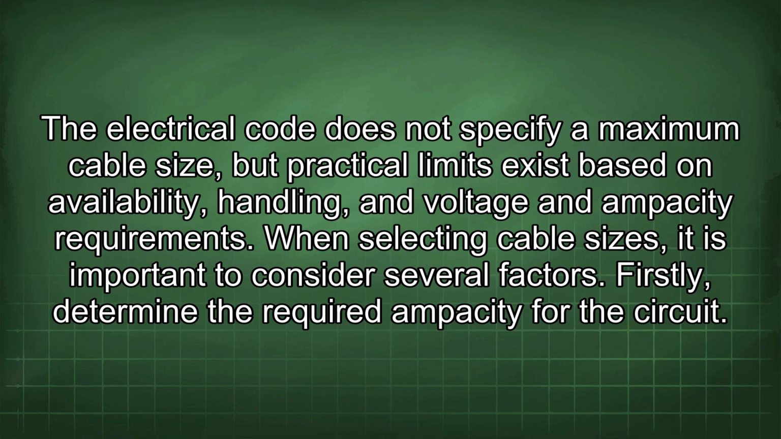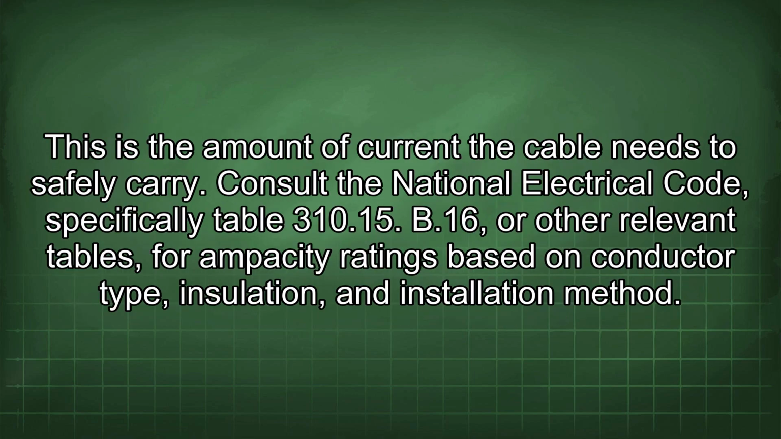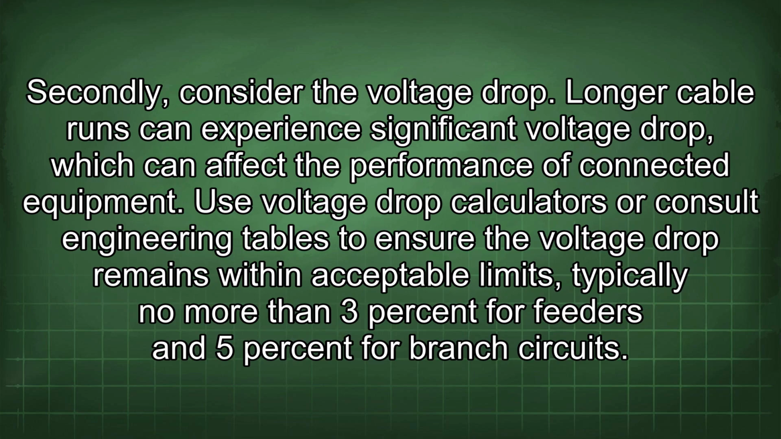Firstly, determine the required ampacity for the circuit. This is the amount of current the cable needs to safely carry. Consult the National Electrical Code, specifically Table 310.15(B)(16) or other relevant tables for ampacity ratings based on conductor type, insulation, and installation method. Secondly, consider the voltage drop. Longer cable runs can experience significant voltage drop, which can affect the performance of connected equipment. Use voltage drop calculators or consult engineering tables to ensure the voltage drop remains within acceptable limits, typically no more than 3% for feeders and 5% for branch circuits.